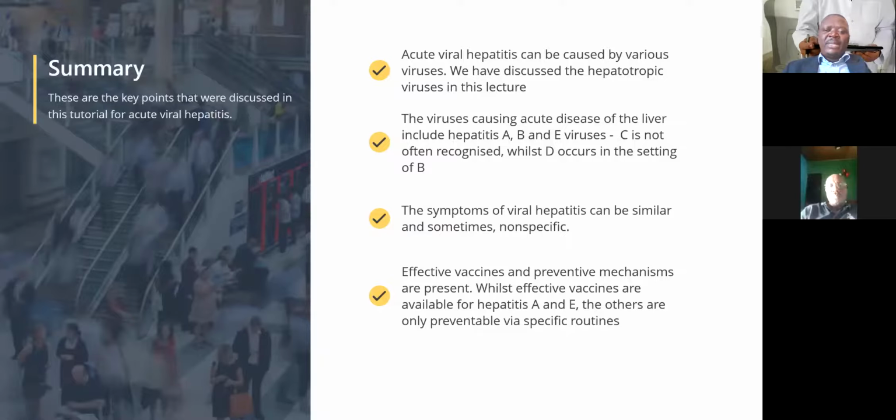The symptoms of viral hepatitis can be similar and sometimes non-specific. There are effective vaccines, I said, for A and B, okay? Please ignore that I said A and E. Effective vaccines are for A and B. I will correct that in the lectures you will get eventually. And the others are only preventable via specific routines. So A and B have got vaccines while the others do not.